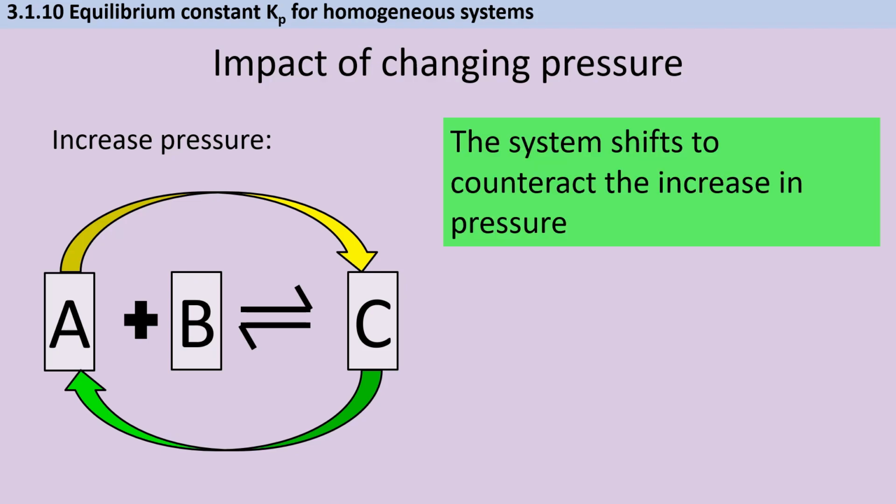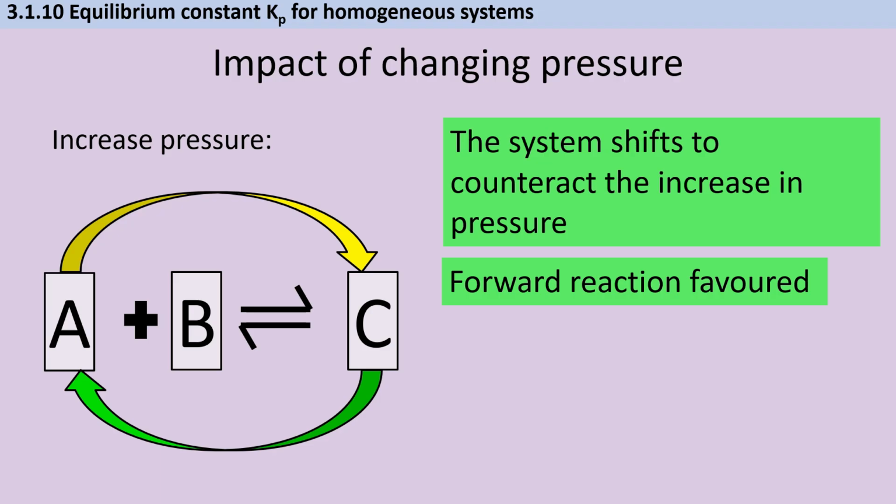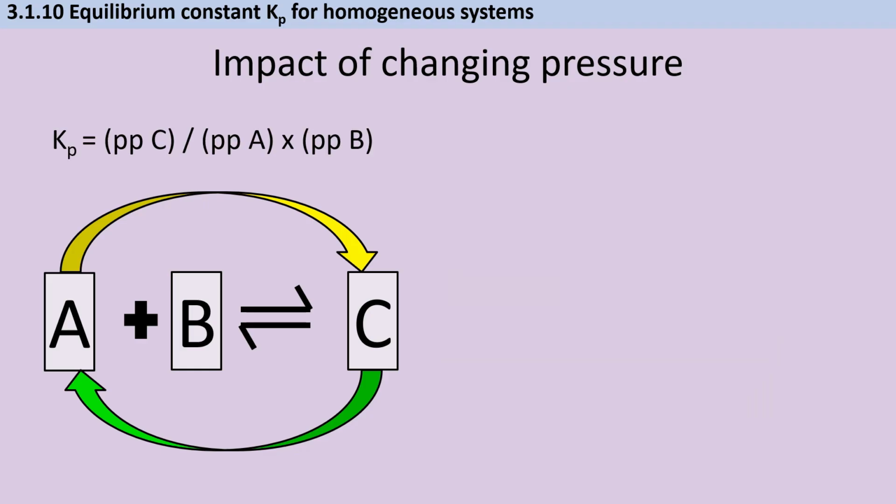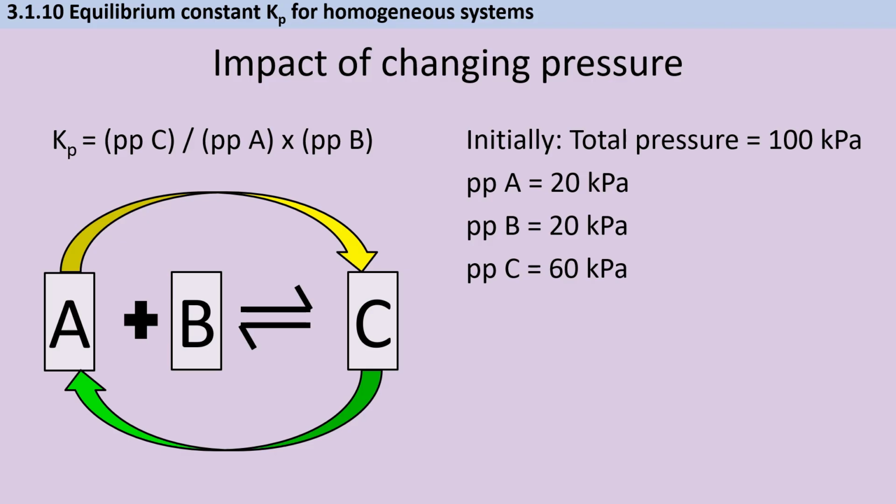Then if we think about pressure, we start off by saying that as we increase pressure, the system will shift to counteract the increase in pressure. And therefore here the forward reaction will be favoured because there are fewer moles on the left-hand side of the equation. And therefore the equilibrium will move right and the yield will increase. But we now also need to think about the value of Kp. If I just throw together an expression for Kp and give you some values for a particular equilibrium, we can come up with a value for that equilibrium under that pressure.